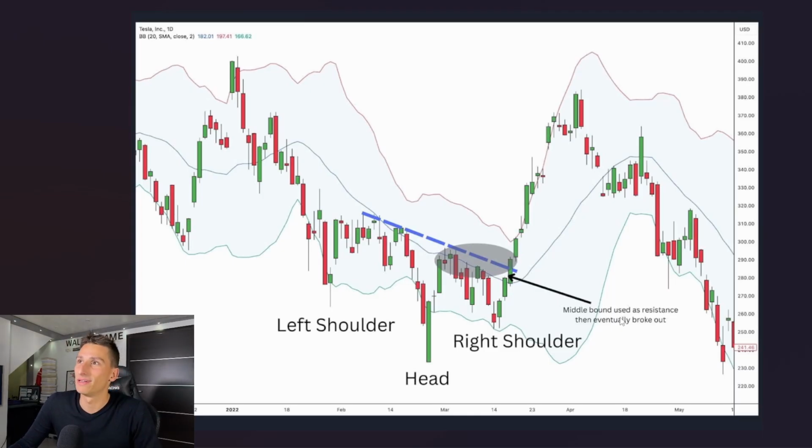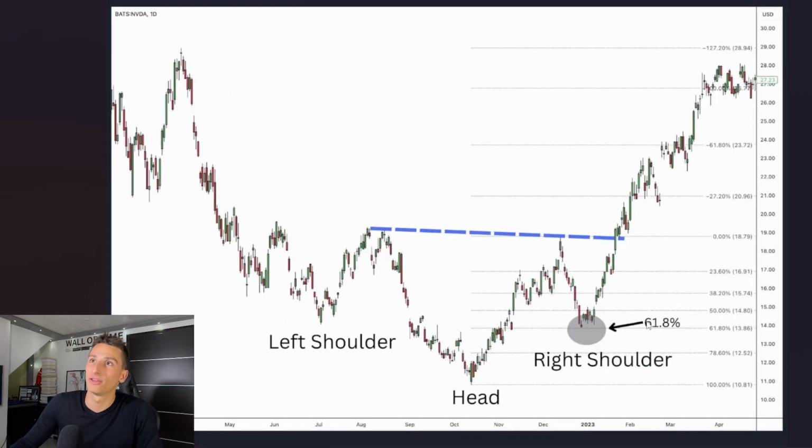The middle bound was used as resistance and eventually broke out. Another example, and maybe the last one: left shoulder, head, right shoulder, then this neckline is breaking right there. You're taking the high from this neckline to the head, you project it right there, and same, it's giving you, I think, 28, 27, or maybe 26, your theoretical target.